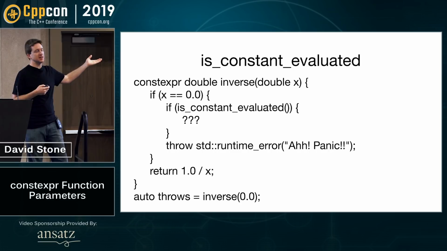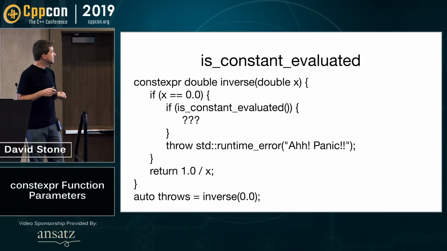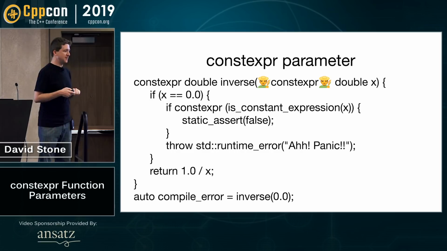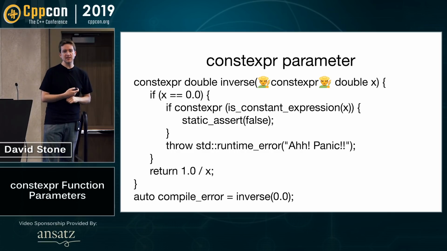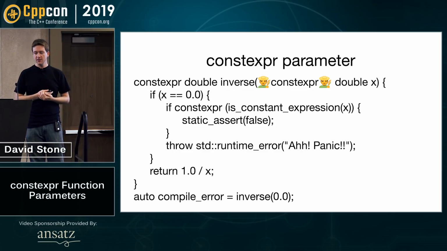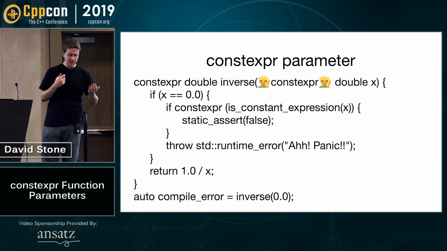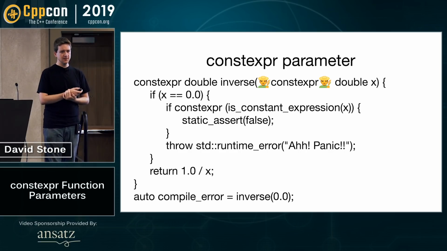You can't put a static assert in there, because double x is just a regular old double, as far as the compiler is concerned. Whereas if we had constexpr parameters, you could say maybe it's constexpr, and if it is, static assert false. Now it doesn't matter how the caller uses the result. You still get a compile error. Does that answer your question, or are you still confused? Maybe we can follow up.